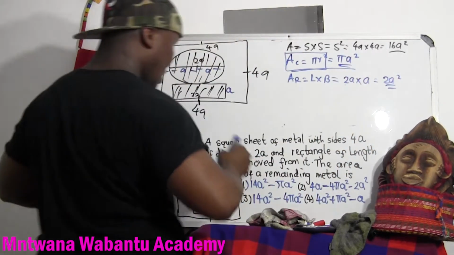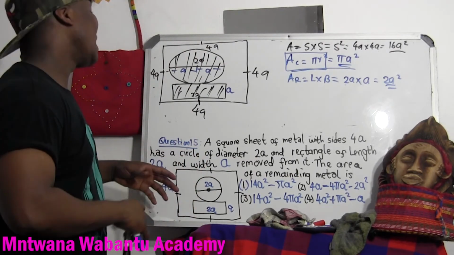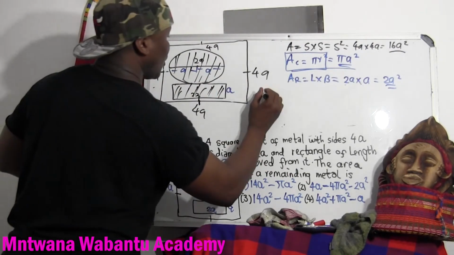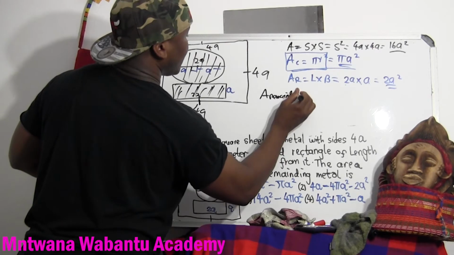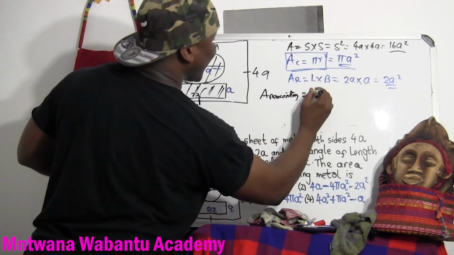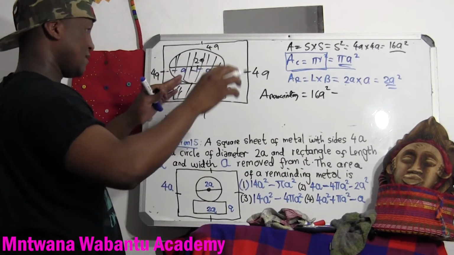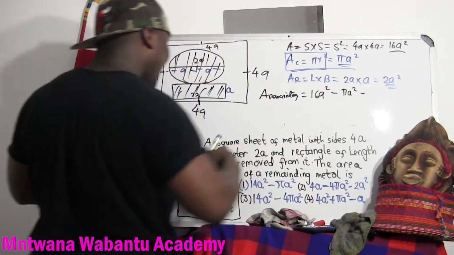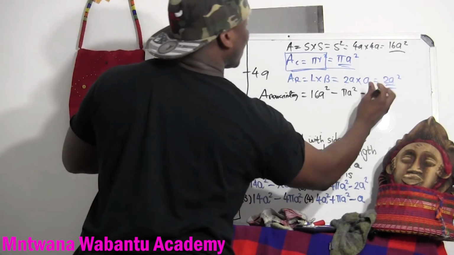So now, if you want to get the area of the metal sheet left or remaining, I have to take the whole area, which is 16a squared. So the area remaining or left is equal to the whole area, 16a squared, minus this, which is pi a squared, and we also minus this one here, which is 2a squared.